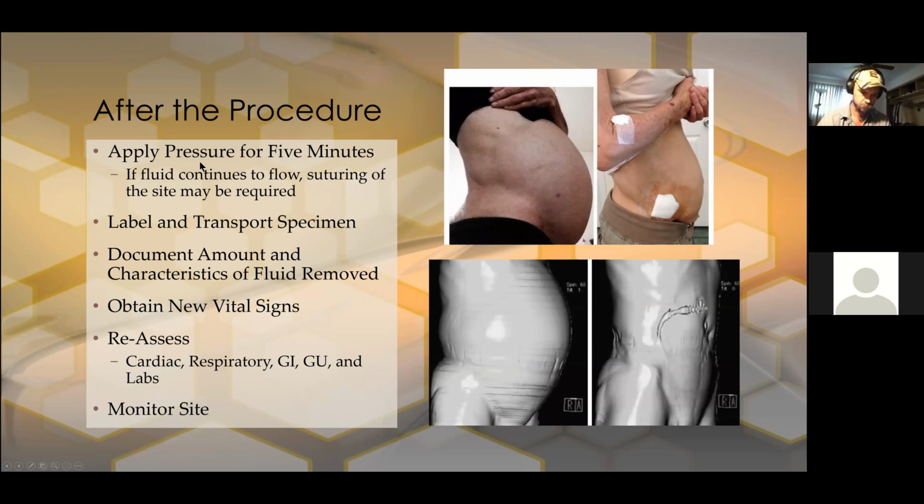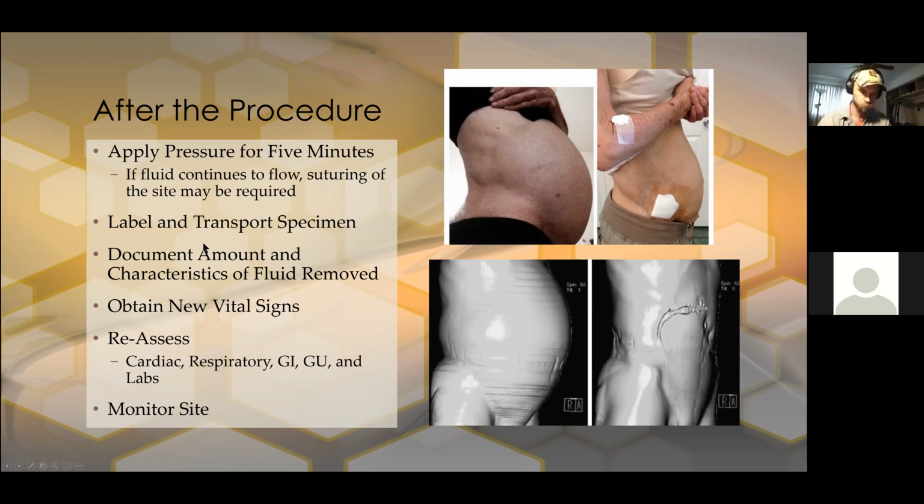After the procedure, you're going to apply pressure for at least 5 minutes and check for flow, like after you remove an art line. If it continues to flow even after putting pressure, I think the longest I saw was 20 minutes. Suturing of the site may be required because it's just not going to stop leaking on its own.